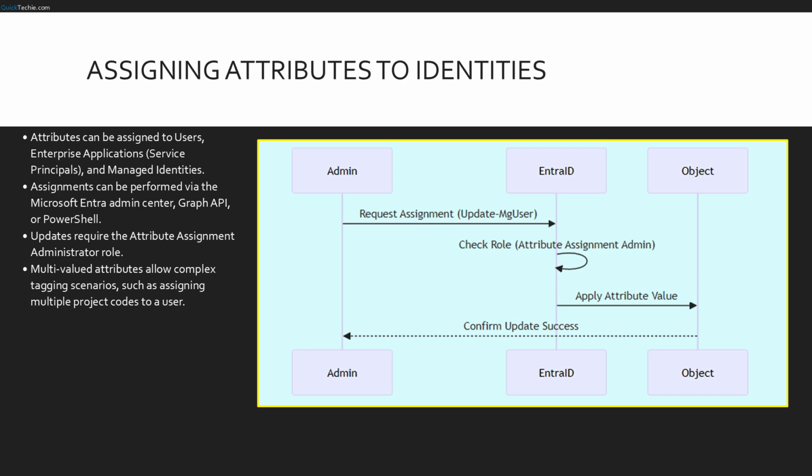This sequence shows the assignment process. The administrator initiates a request, perhaps using the Update-MgUser command. Microsoft Entra ID first validates that the requester holds the Attribute Assignment Administrator role. Upon validation, the attribute value is applied to the target object, and a success confirmation is returned to the administrator.